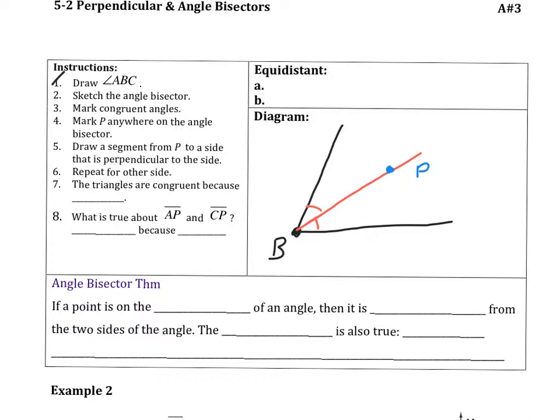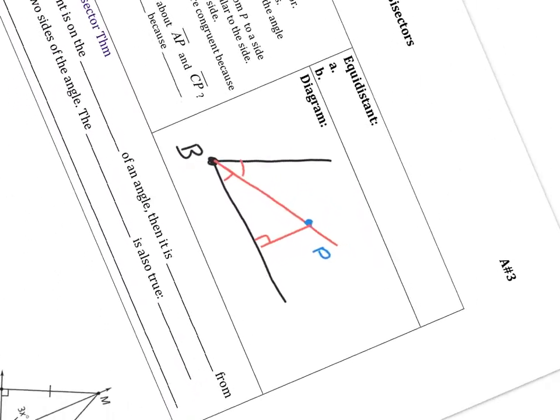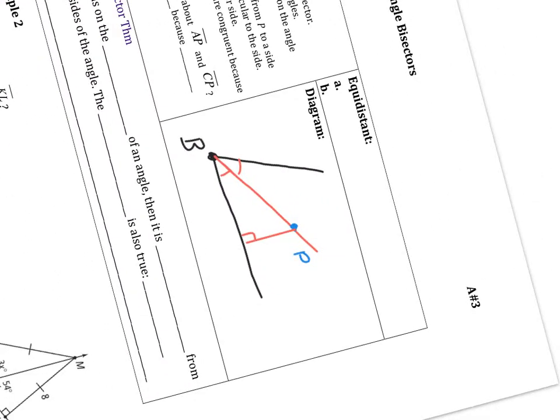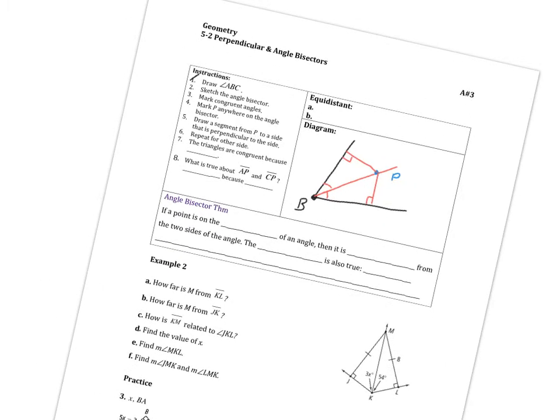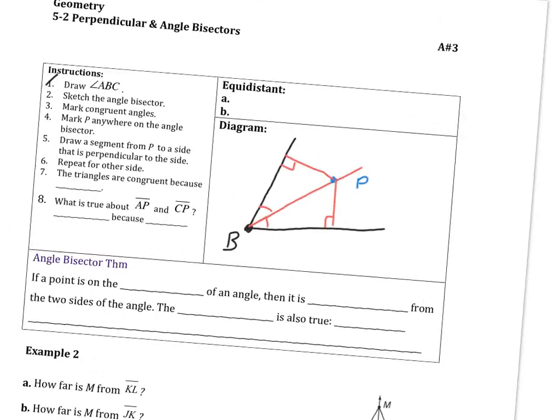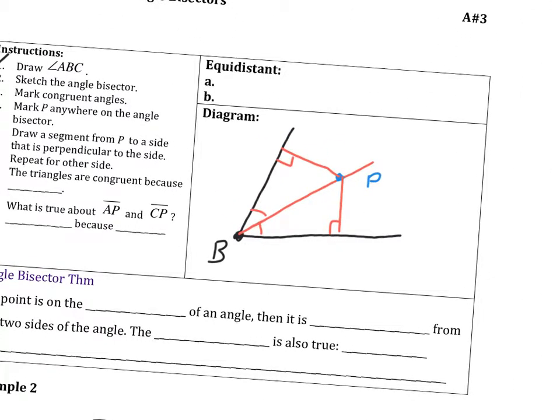Now from that point, I need to go perpendicular to one of the sides. So I'm going to go like this and make a perpendicular. Now I'm going to do the same thing here. I'm going to go perpendicular like that. That's the more complicated part. Now I should have said those are the things that you should label A and C, at that point there and at that point there.